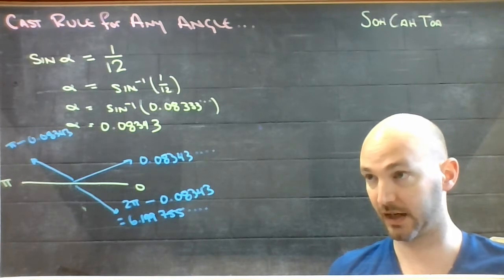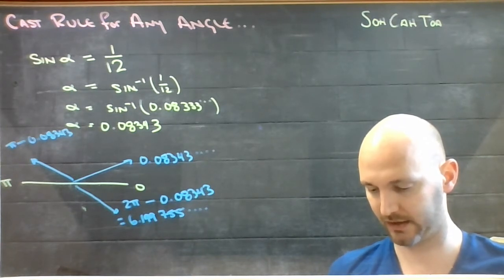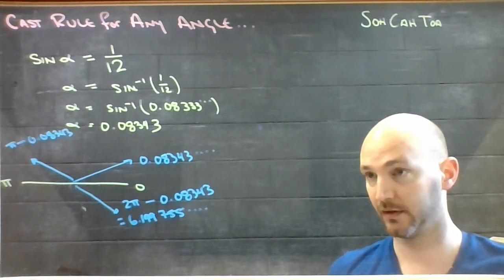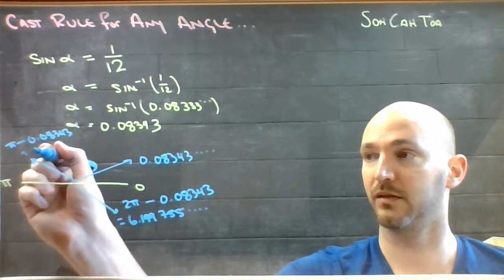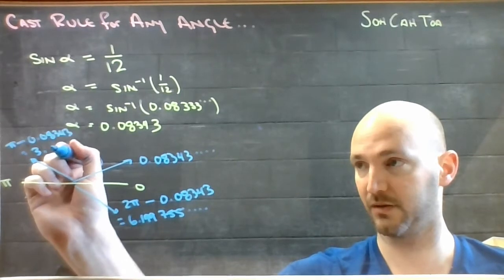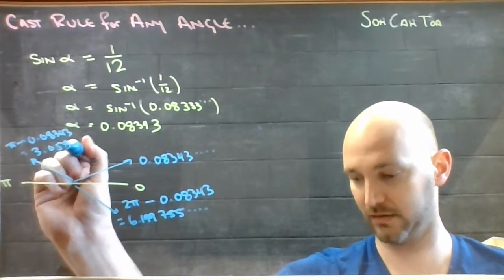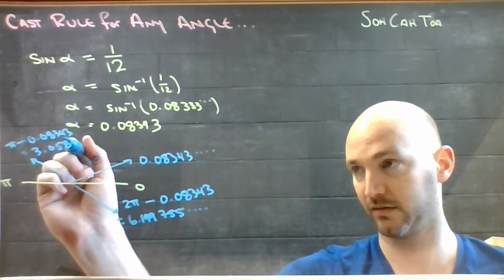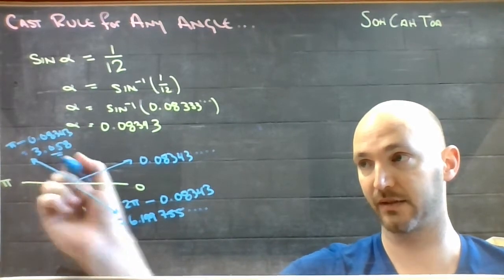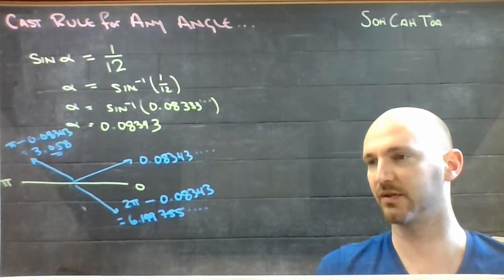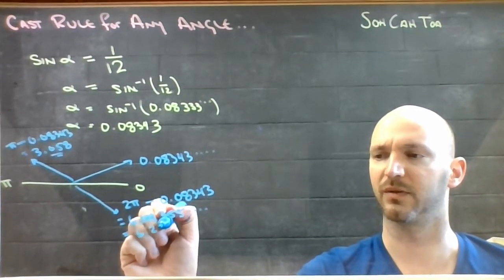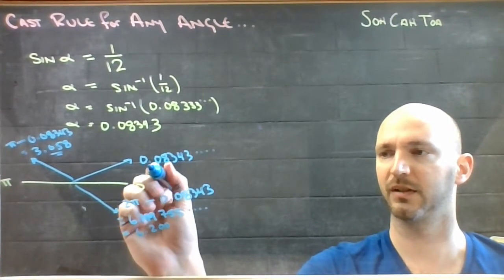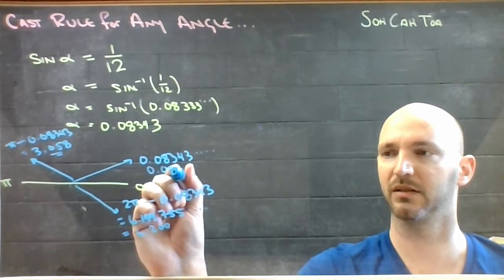Pi subtract 0.08343 is 3.058. Well, it's that if I round it to 3 decimal places. I think I told you to do that already. So this one, what's that? 6.200. This will be 0.083.